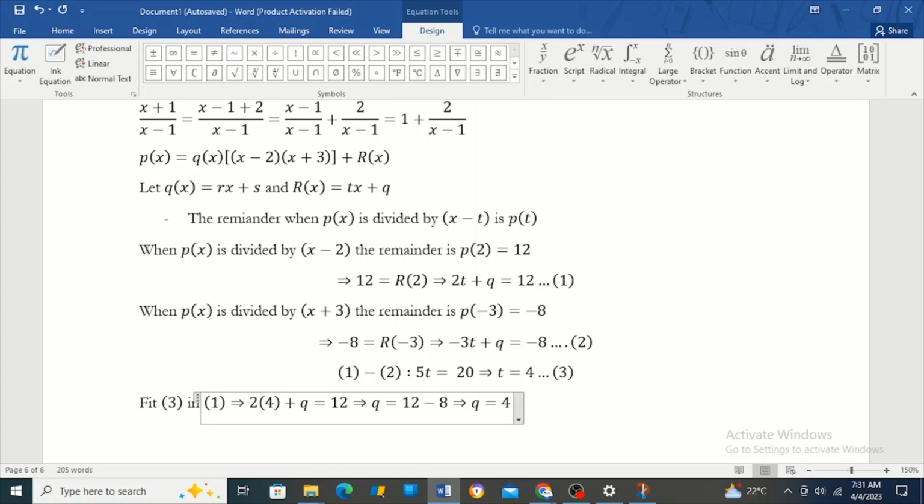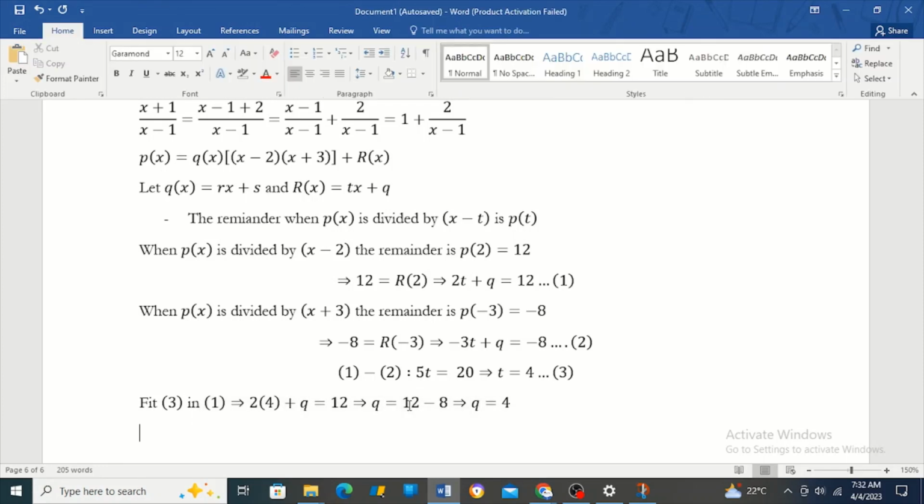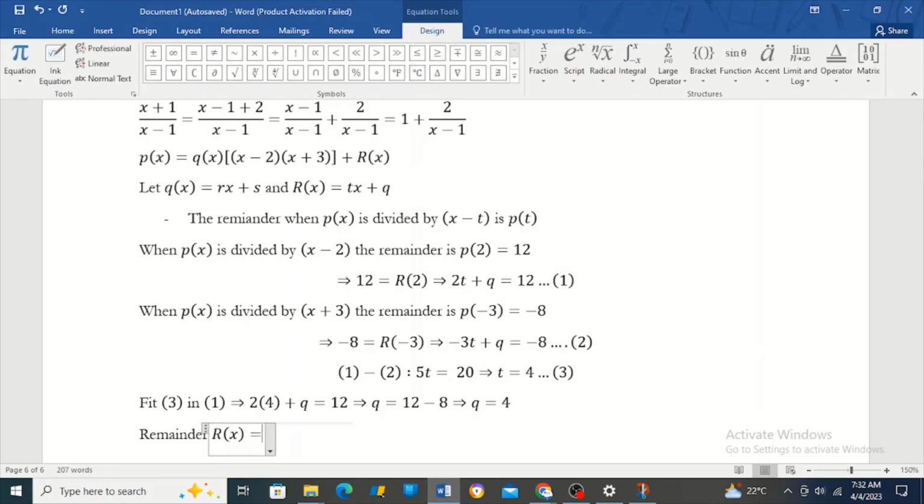So it means that our t is 4 and our q is 4. We are done with that. So our remainder is given by r of x equal to tx plus q, so it's 4x plus 4. That's what we get.